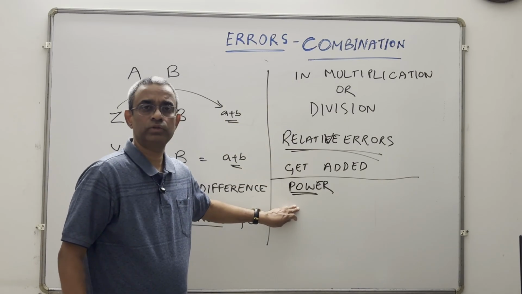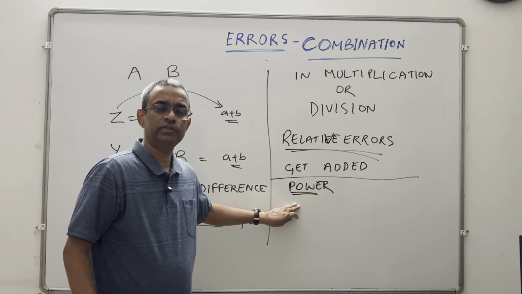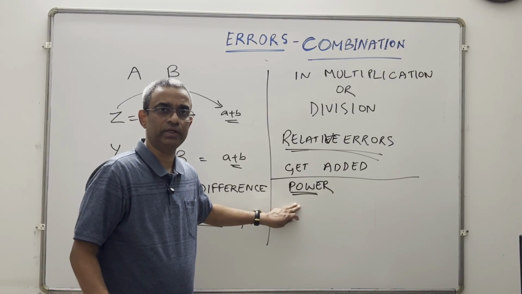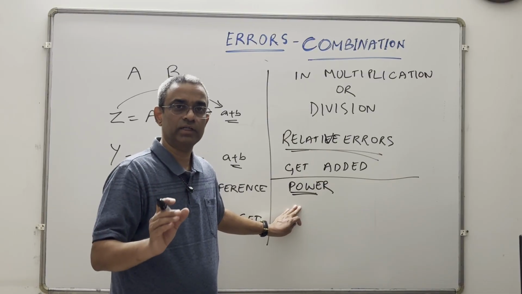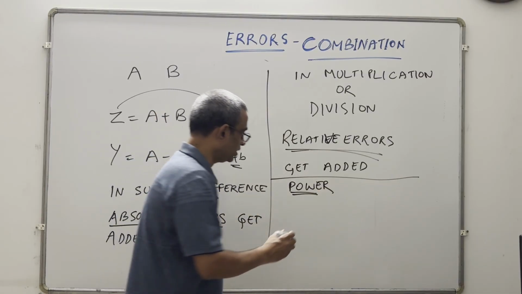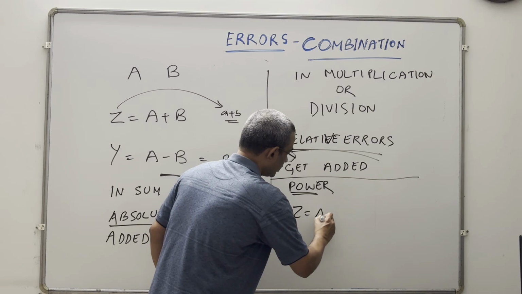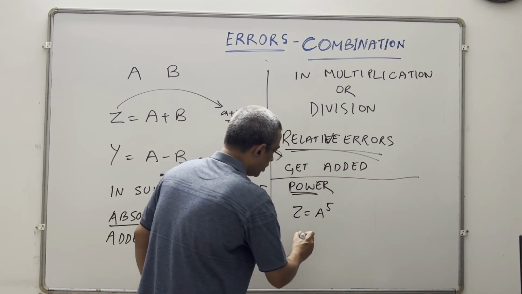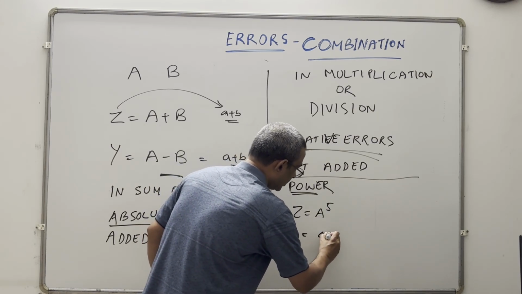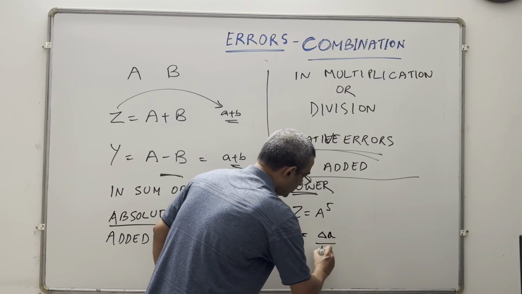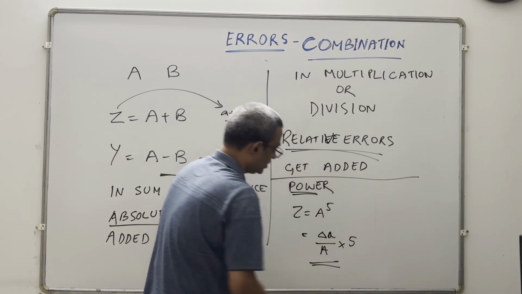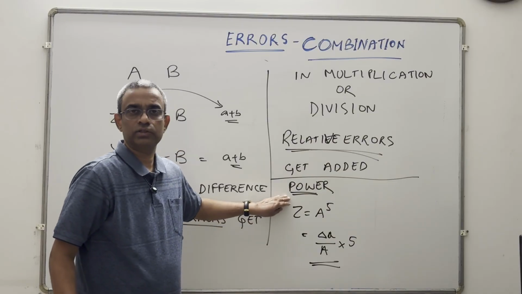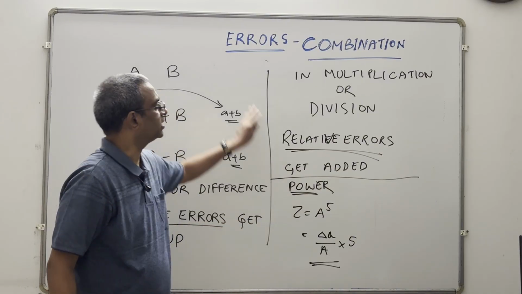What happens to the errors when a quantity is raised to some power, to some exponent? Whatever is the relative error in that quantity, that gets multiplied by the power. So let us say z is equal to A to the power 5. So whatever is the relative error in A, that gets multiplied by 5, the exponent. So this is how the errors get combined.